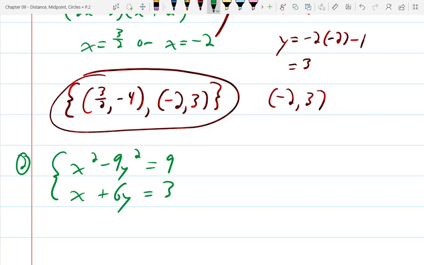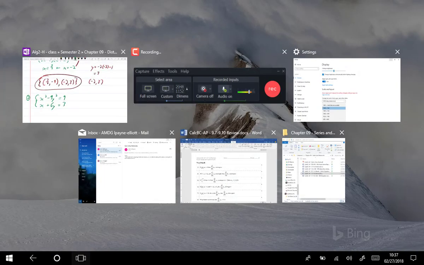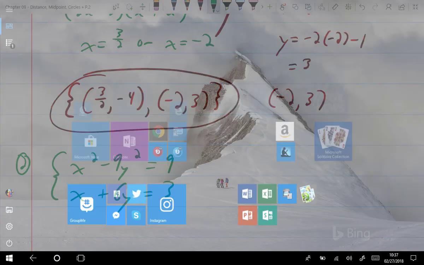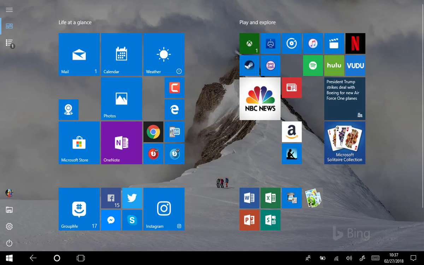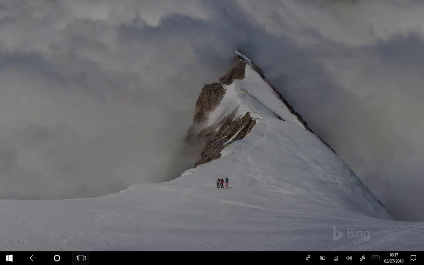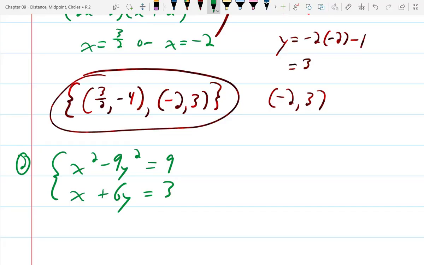Watching time, I'm going to go ahead and start opening the graphing calculator. I'm going to see if we have enough time to get to it. But I want to show you that you actually can get a visual in your graphing calculator of what these look like, so long as you open up the relation part and graph it as a relation. You can type in x squared minus 9y squared equals 9 and x plus 6y equals 3 and get a graph.